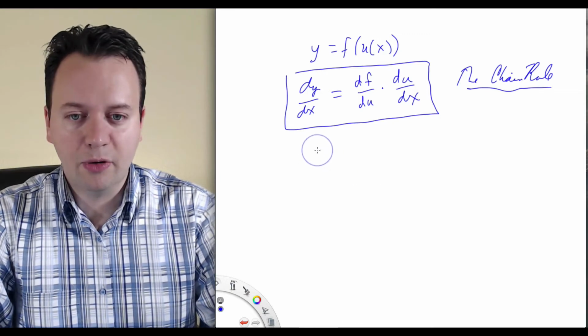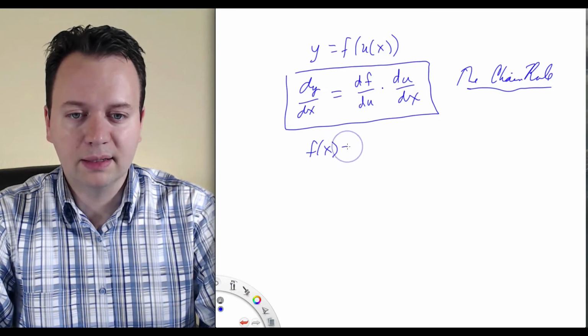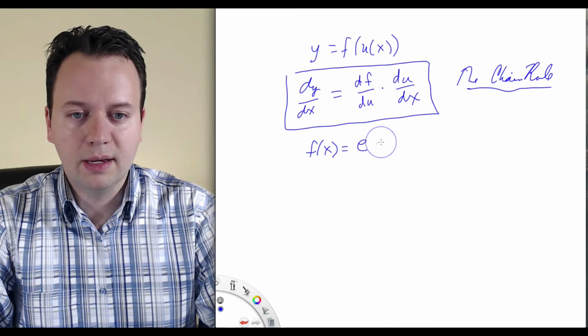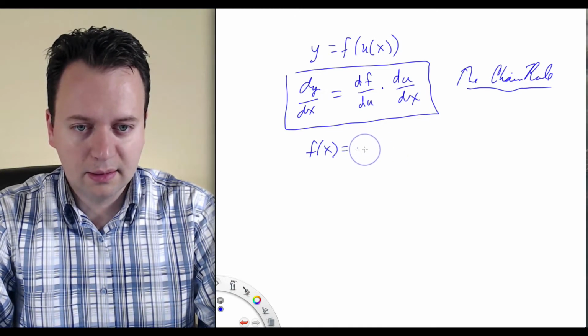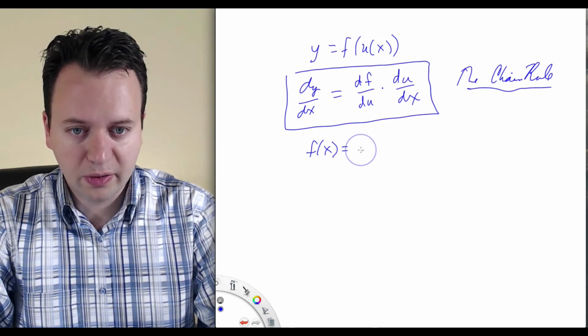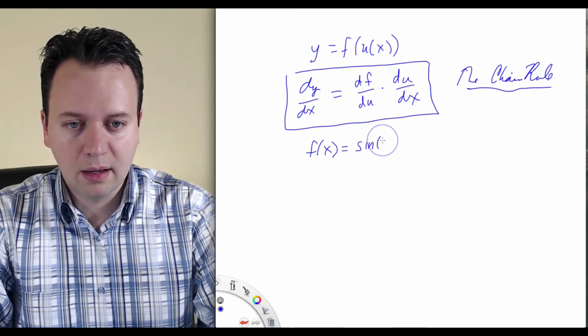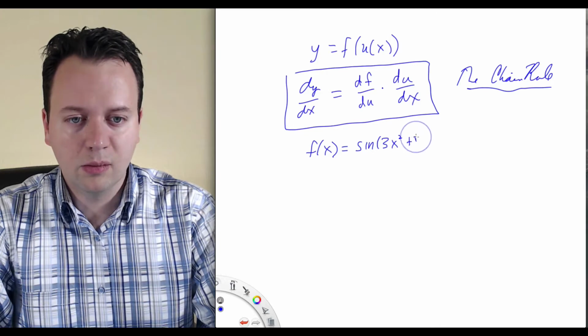Let's see an example of that. So suppose we have f of x is equal to, let's do something else, something that's obvious when we take the derivative of it. How about sine of 3x squared plus 7?